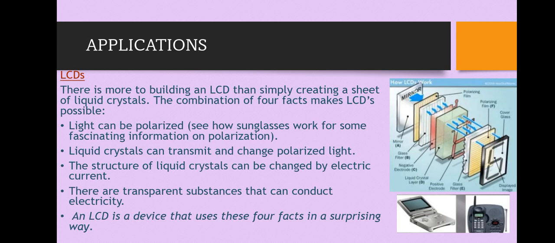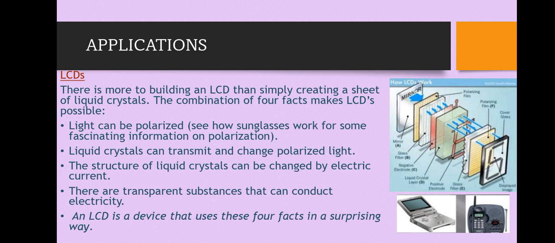Next is the application of liquid crystals. The first one is LCD. LCD means liquid crystal display. It is a display technique in which liquid crystals are used to produce an image on the screen. There is more to building an LCD than simply creating a sheet of liquid crystals. The LCD satisfies four facts in a surprising way: light can be polarized; liquid crystals can transmit and change polarized light; the structures of liquid crystals can be changed by electric current; and there are transparent substances that can conduct electricity. These are the main four facts which an LCD satisfies.